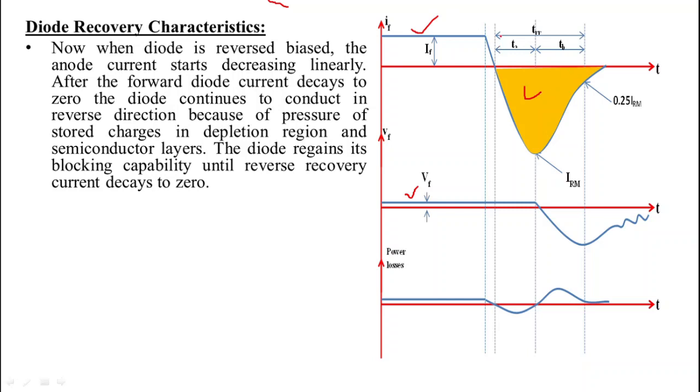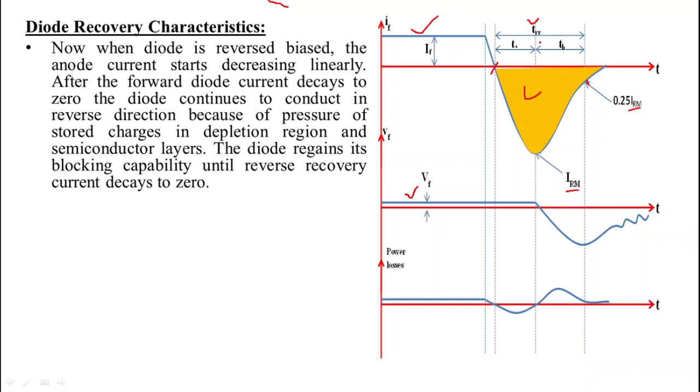Now we know about these time periods. This TRR is the time from the instant when anode current becomes 0 to the time when anode current achieves the value 0.25 of IRM. What is this IRM? This IRM is the maximum value of reverse recovery current. So this time period is TRR. This time decides the switching frequency of any circuit.